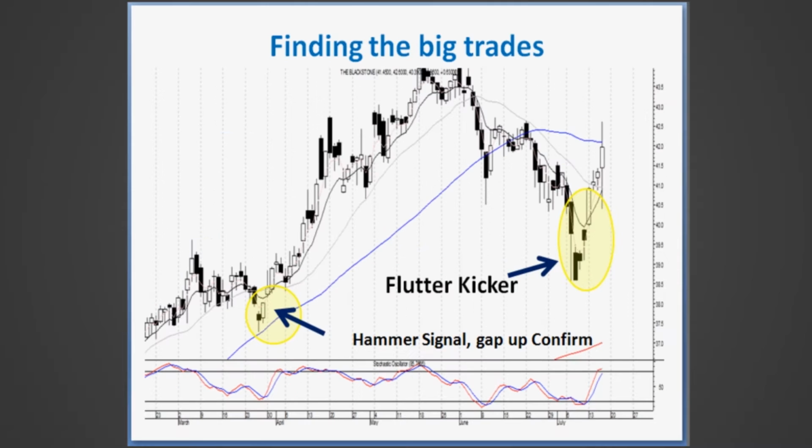And then we also, this is how we find the big trades. There's kind of your left-right combo with a gap up. And you can also analyze that it did it right off the 50-day moving average. But just recently, I forget which stock. Oh, this is BX, Blackstone. Notice the flutter kicker signal.